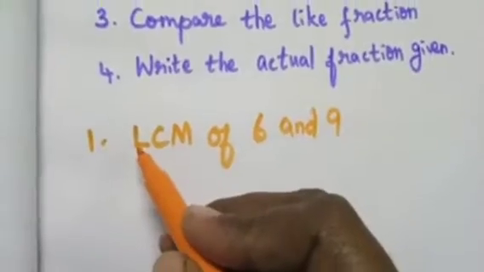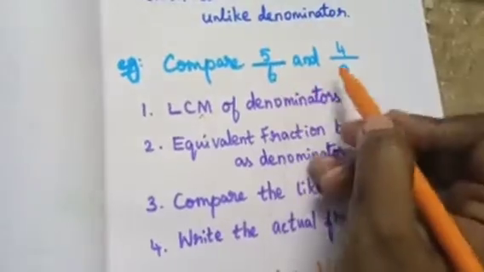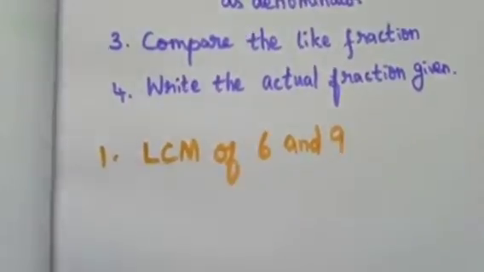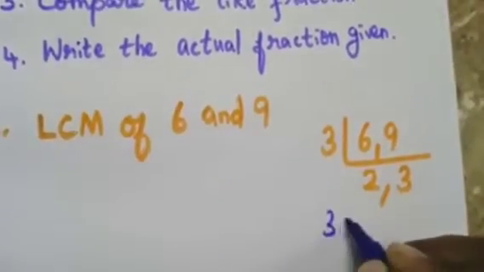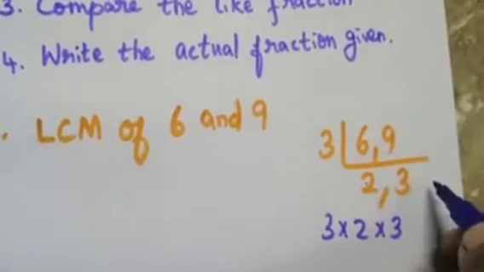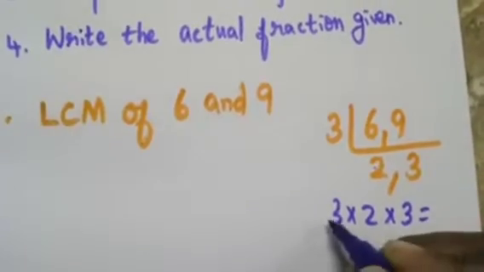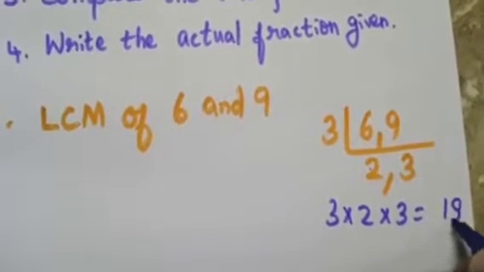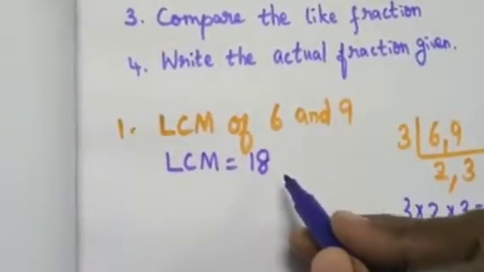First we have to find the LCM of 6 and 9, because the sum is 5 by 6 and 4 by 9, isn't it? So we have to find the LCM for 6 and 9. So 3 into 2 into 3, because they do not have any common factors other than 1, so we can multiply. So what do you get? 3 2s are 6, 6 3s are 18, isn't it? So 18 is the LCM.